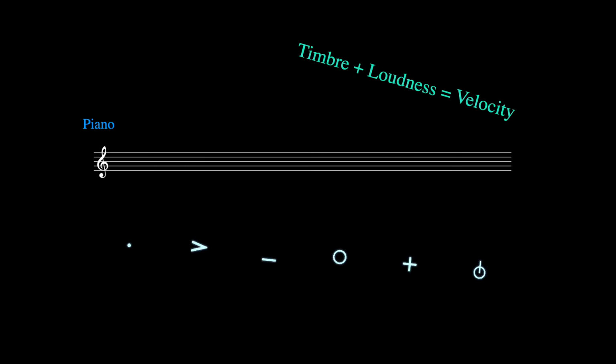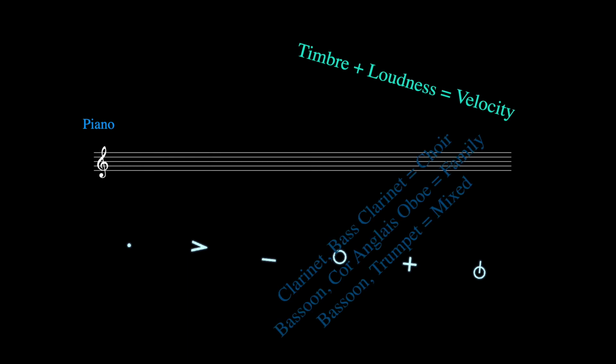Finally, timbre. Timbre is represented by the thing up in the top left of the score that tells you what instrument to play. Timbre and loudness can combine to create velocity. Timbre can also describe the texture.